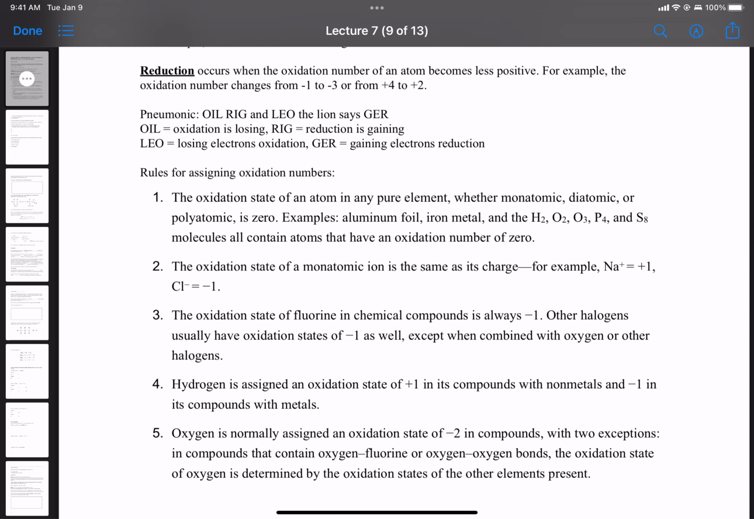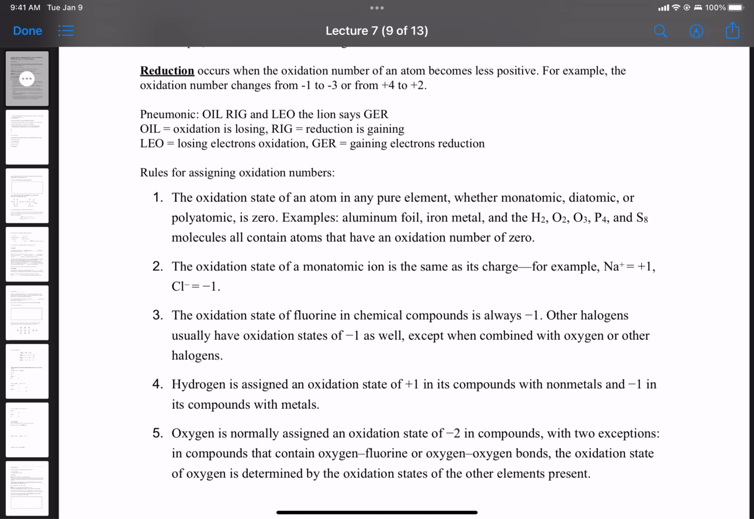Okay, hydrogen is another example we have to consider. It is usually assigned an oxidation state of +1 in compounds when it's with a non-metal. For example, in water, hydrogen is +1, but oxygen is -2. And then when it's paired with a metal, since hydrogen is usually more electronegative than metals, it's going to be -1 because it wants the electron. So that's why it's a -1.